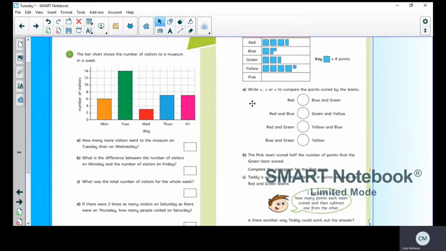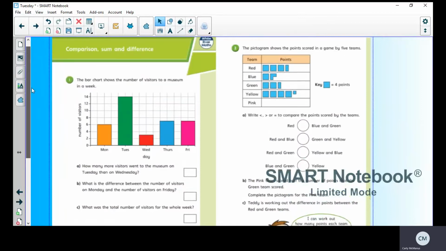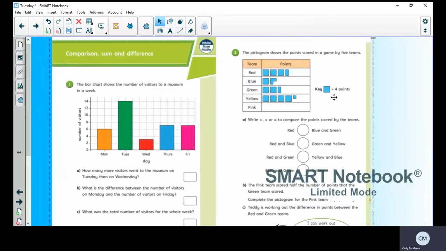And Saturday, there's three times as many as that, so you'd need to multiply it. Now, on your next question, it's a pictogram. This square represents 4 points. So half a square would represent 2. A quarter of a square would represent 1. And 3/4 would represent 3, because you're basically splitting the square into 4.